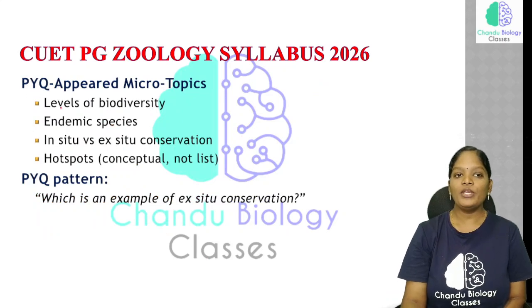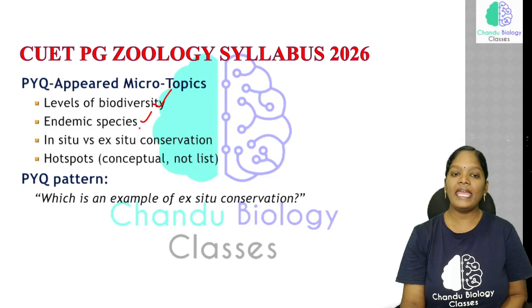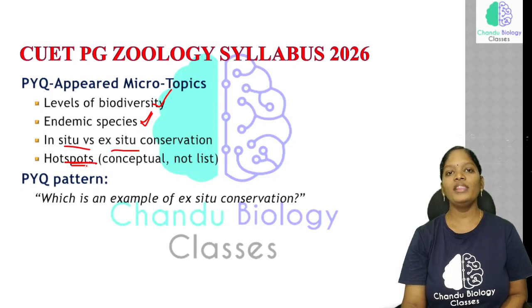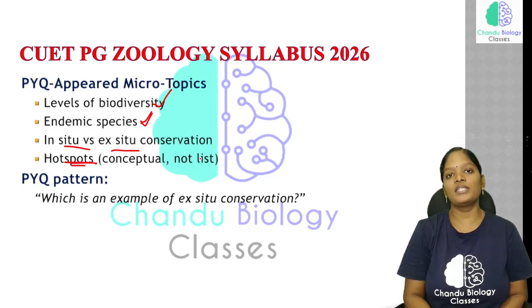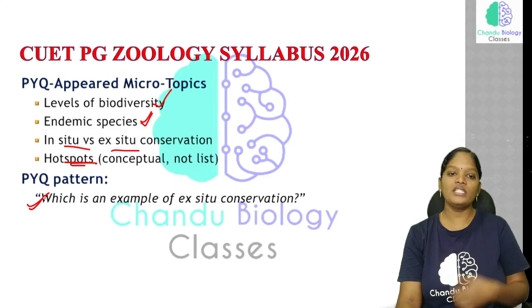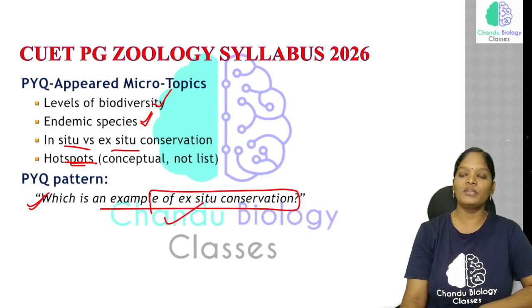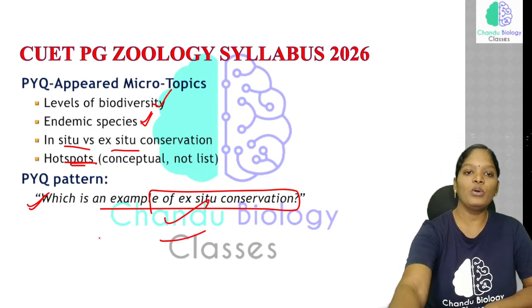In the PYQs, we have questions from the levels of biodiversity and endemic species. What is meant by endemic species, in situ and ex situ? And what are the hot spots? How many hot spots are there throughout India, and what are they? In the previous year questions, we can have a question asking which is an example of ex situ conservation. We have found this question.